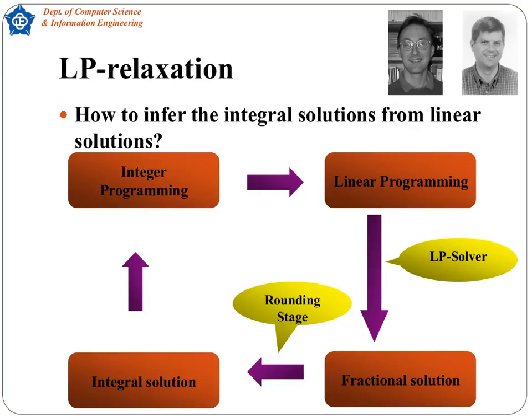Now, building on that LP relaxation, we start with our integer programming model and relax its integrality constraints to turn it into a standard linear program. We then hand this relaxed problem off to an LP solver, which returns an optimal fractional solution. Next comes the rounding stage, where we convert that fractional solution back into a feasible integral solution. Finally, we map this integer solution back to the original problem. This LP relaxation plus rounding cycle lets us leverage fast linear programming techniques to infer high-quality integer solutions.